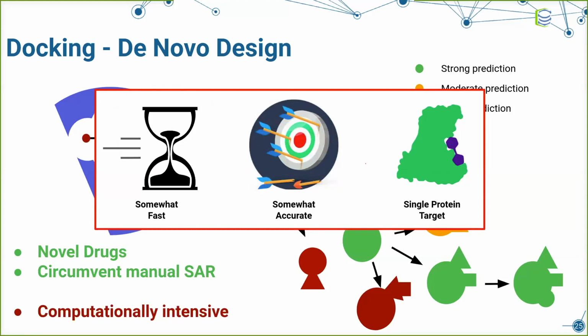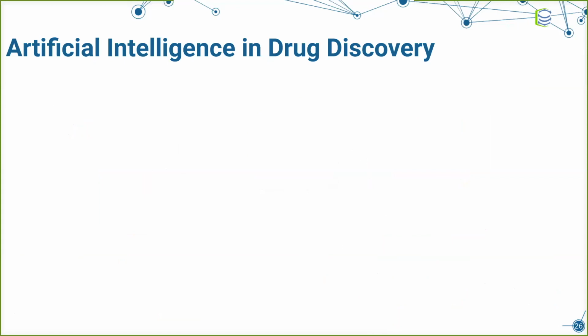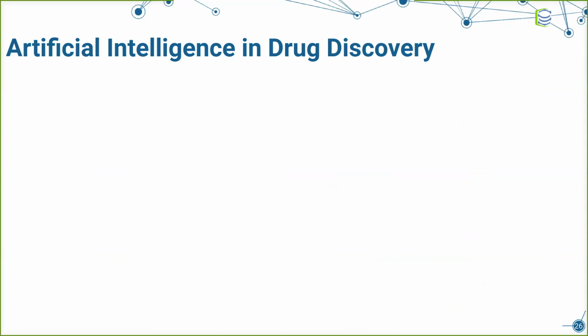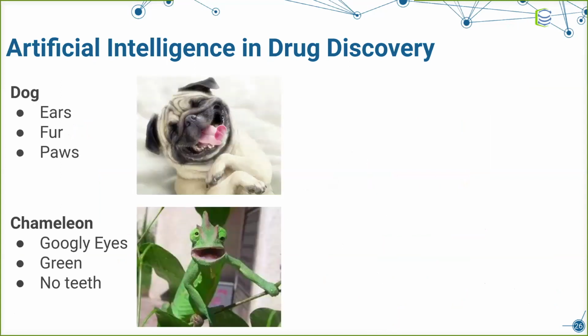And through all of this, we've talked a lot about docking, which targets a single protein. Vijay's mentioned a bit about this, and I'll talk a little bit more about this later. But artificial intelligence in drug discovery is also becoming a lot more popular these days. That's because artificial intelligence is really, really good at telling the difference between two things. So for example, if you gave it a lot of pictures of a dog and a lot of pictures of a chameleon, it will be able to identify the features of each of these things, and it'll say, oh, a dog has ears, it has fur, it has paws. A chameleon has googly eyes, is green, and has no teeth, for example. And so if you gave it a picture that it had never seen before, it would look for these features and it would be able to tell you it's a dog or it's a chameleon.